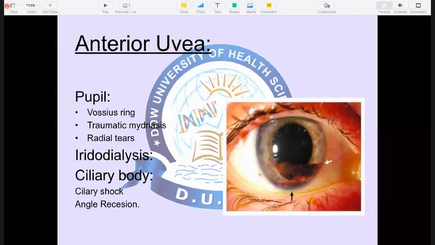Anybody? What is the function of the ciliary body? The ciliary body causes aqueous humor production. So when there's trauma to the ciliary body, there's ciliary body shock, and the production of aqueous humor goes down, and the eye goes into hypotony. Hypotony means that it becomes shrunken and it sinks further into the orbit.